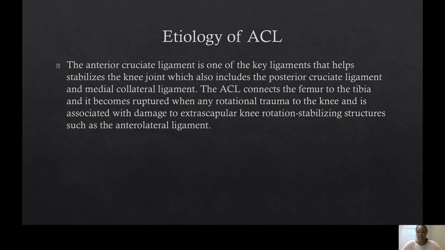So overall, the anterior cruciate ligament is one of the key ligaments that helps stabilize the knee joint. That also includes the posterior cruciate ligament, or the PCL, and the medial collateral ligament, which is the MCL. The ACL connects the femur and the tibia, and it becomes ruptured with rotational trauma to the knee, and is associated with damage to extracapsular knee rotation stabilizing structures, such as the anterolateral ligament.